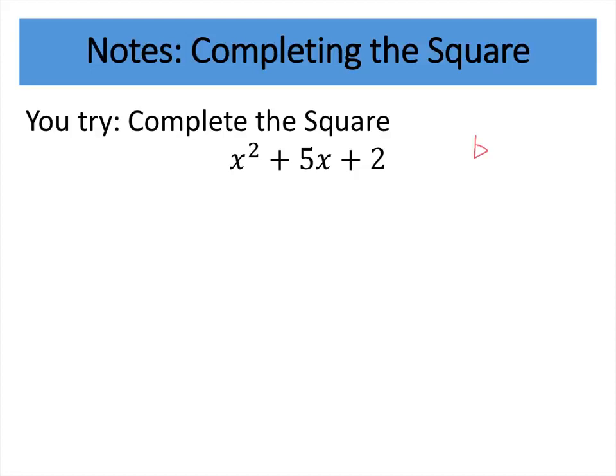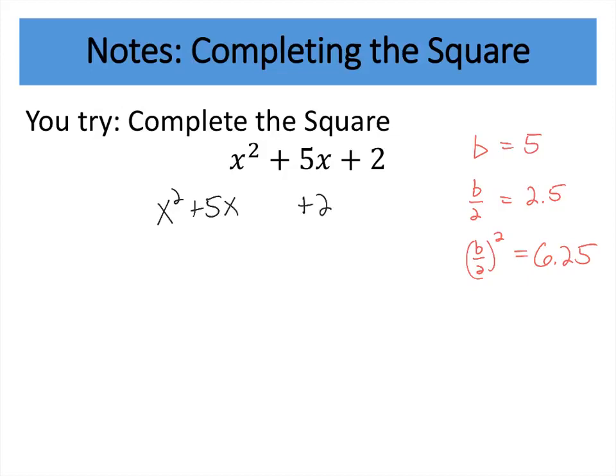I'm going to take my b term. My b term is 5. I'm going to cut it in half. Half of 5 is 2.5. I'm going to take that number and I'm going to square it. 2.5 times 2.5 is 6.25. So when I go into my equation, x squared plus 5x plus 2, I'm leaving space, plus 6.25 minus 6.25.